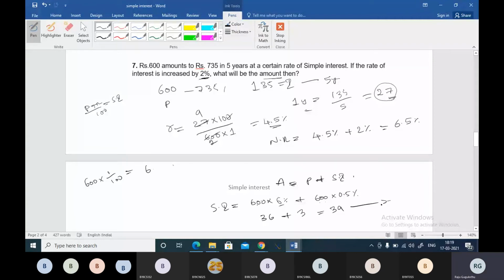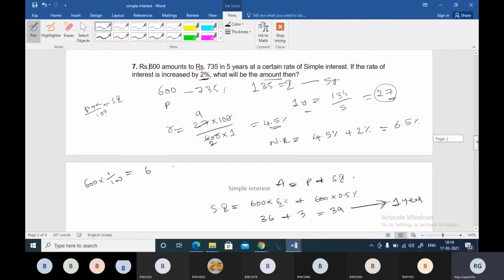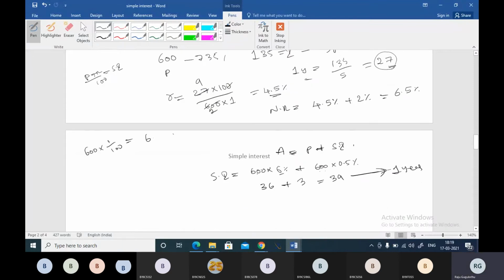This will be 39 rupees for 1 year. But I want for 5 years, boss. So 5 years simple interest will be 5 into 39, which is 5 3s are 15, 5 9s are 45, 195, and principal is given as 600. So amount will be 600 plus 195. 795 will be the amount.